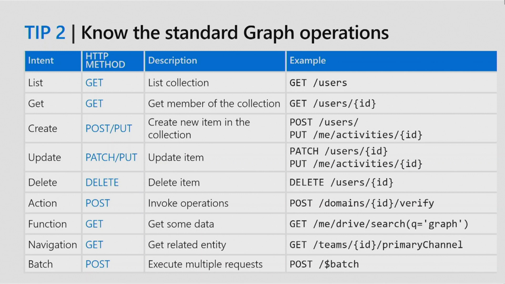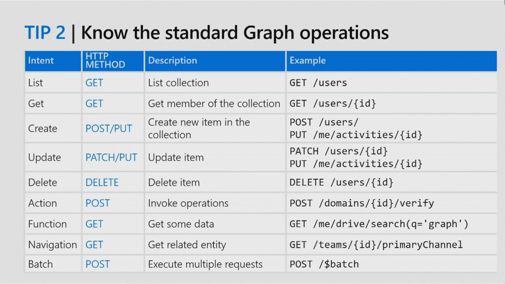There's also functions which use GET, and they allow you to retrieve a set of data in a slightly more customized way. And you can see here, we're searching and providing a parameter in order to search for messages or data in your drives that have the keyword graph in there. And the one thing to know about functions is the data that actually comes back might not be formatted in your standard entity format. We have the freedom to return different shaped data coming back from there.